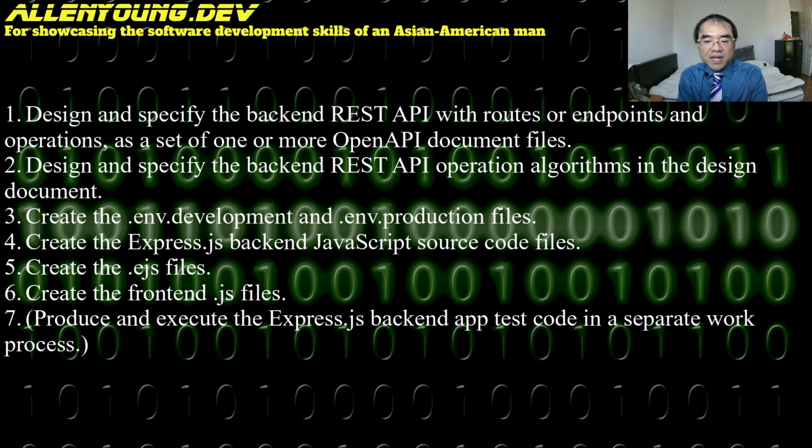Stage 3. Create the .env.development and .env.production files, create the Express.js backend JavaScript source code files, and create the .ejs files. Then stage 6, create the front-end .js files. After those, produce and execute the Express.js backend web app test code in a separate work process.